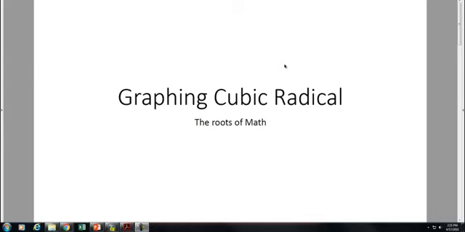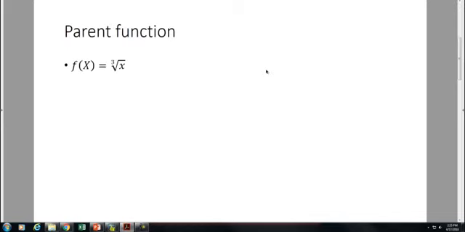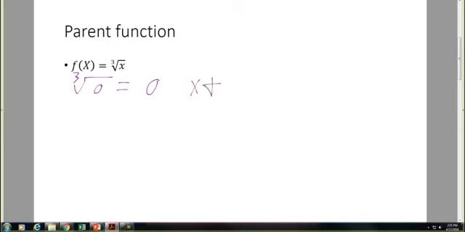We'll look at graphing cubic radicals, which will be very similar to graphing square roots. We'll start out looking at the parent function f of x equals the cube root of x. A few things to note here is our 0. When we have x equals 0, we're going to get 0. So our x and y intercept will equal 0.